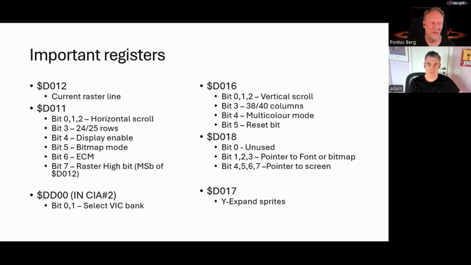So D012 counts the current raster line. D011 bits 0, 1, and 2 set the vertical scroll, so the little wiggling up and down you can do. And then you can use bit 3 to switch between 24 and 25 rows. I think set means 25 rows and 24 if you set it to 0. And why would you want to do that?